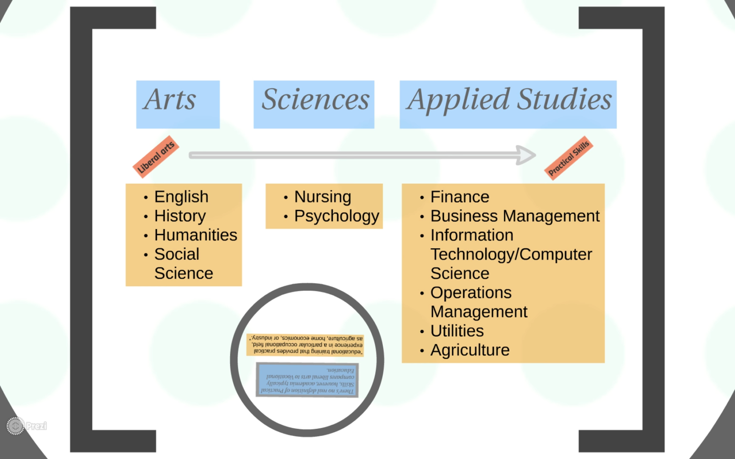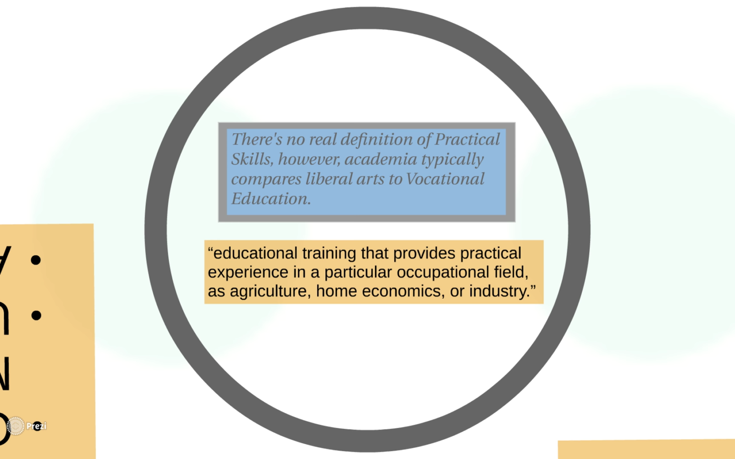So when you're talking about practical skills, you're talking about things like finance, business management, information technology or computer science, operations management, utilities, agriculture, things that are generally work that you're learning about so that you can actually do a specific job. Now, as I said, there's no real definition of practical skills. However, academia typically compares liberal arts to vocational education. Vocational education is defined as educational training that provides practical experience in a particular occupational field, as agriculture, home economics, or industry. Now, it's probably better that you use vocational education when attempting to actually research this resolution, but given that the resolution does say practical skills, make sure that you're clear about that when you actually are writing your cases. So that's some of the background.